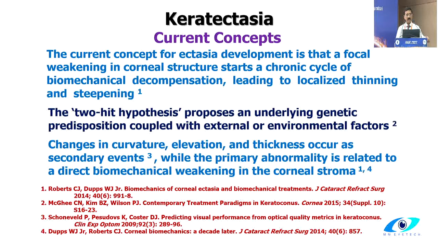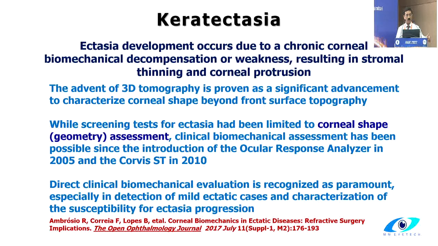So the concept is that there's a focal weakening in the corneal structure, which starts a chronic cycle of biomechanical decompensation leading to a localized thinning and steepening. And in Lasik, it's a two-hit hypothesis. This proposes an underlying genetic predisposition coupled with external or environmental factors. And here the external environmental factor is actually the thinning that we have now induced by the Lasik. And it's the changes in curvature, elevation, and thickness that occur due to these secondary events that make the primary abnormality, related to the direct biomechanical weakening in the corneal stroma, much worse. So the ectasia development occurs due to a chronic corneal biomechanical decompensation of the weakness, and this results in the stromal thinning and corneal protrusion.